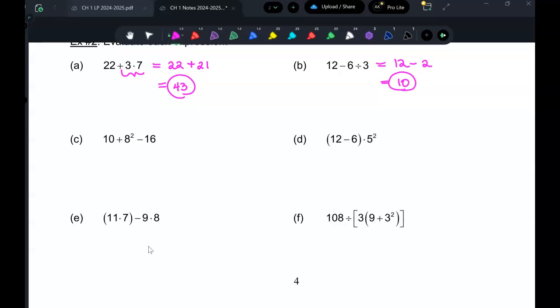All right. Next, we have 10 plus 8 squared minus 16. What's the most powerful operation here, Jackson? All right, let's not call out. It's the 8 squared.